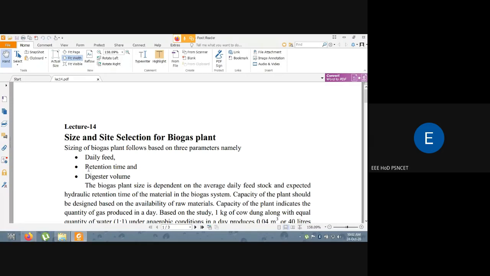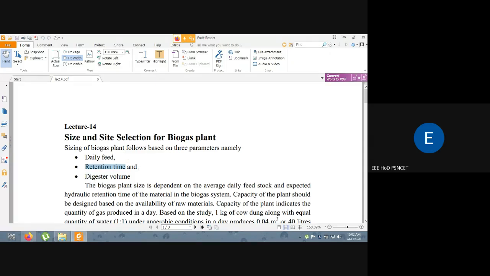Okay, and the next thing is retention time. Yesterday we discussed how long the slurry is available in the digester. It is about 40 to 50 days. For 40 to 50 days it will be available inside the digester, where the anaerobic fermentation is taking place.